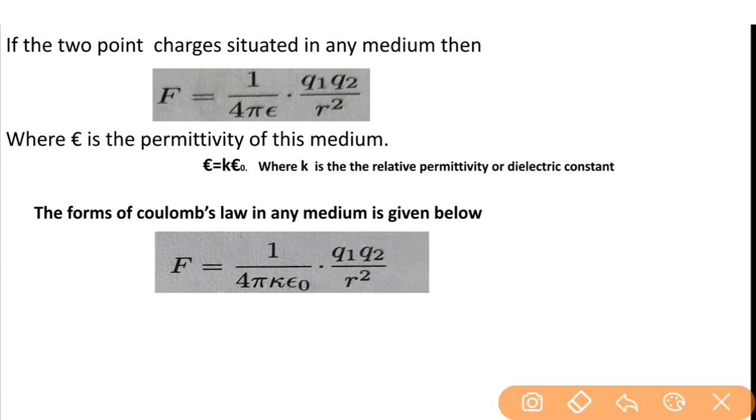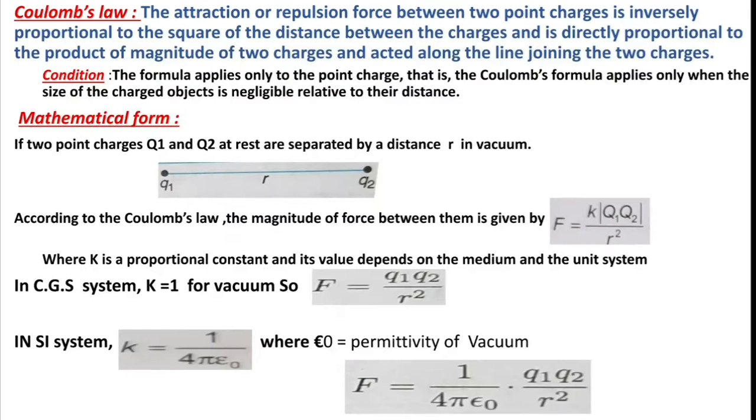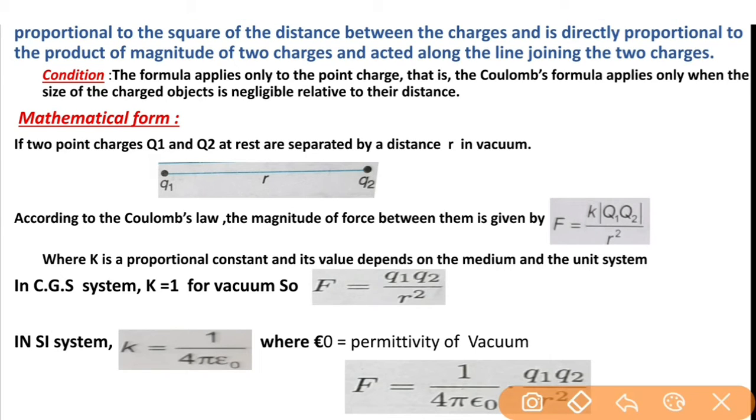Now between epsilon and the vacuum epsilon 0 there is a relation. This relation is epsilon equals K into epsilon naught. Here K has a different meaning from the proportional constant; this is the capital K.